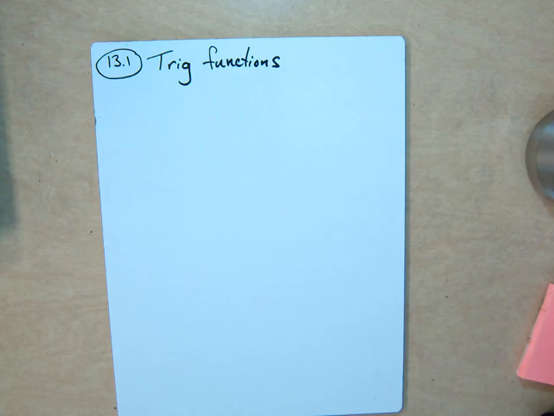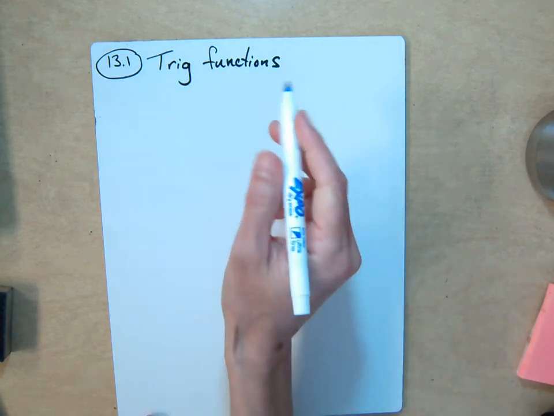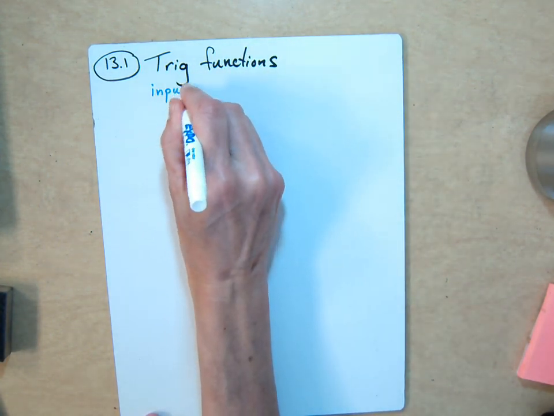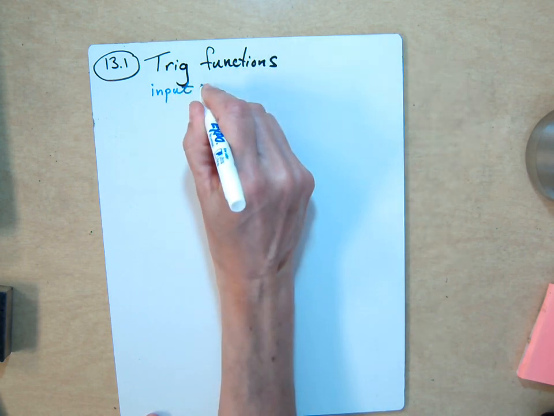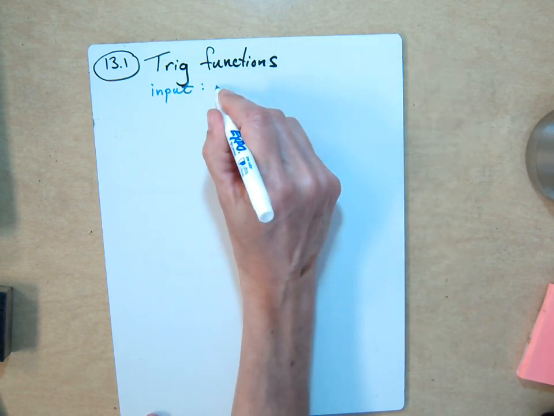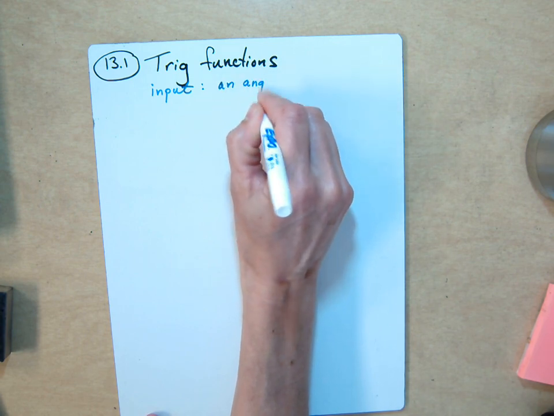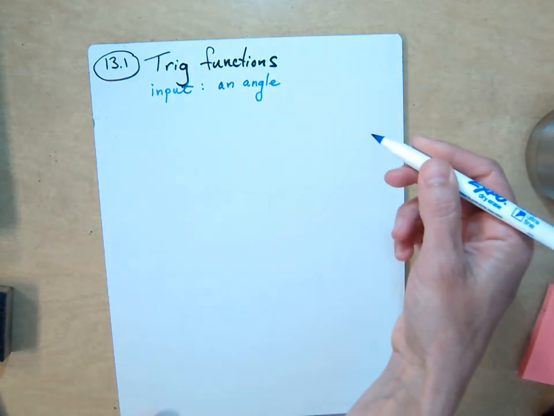Section 13.1, trig functions. We started out the whole year of Algebra 2 talking about a function, which has an input and an output. That's the same for trig functions, and if you really get this part straight, you'll be in good shape. The input to a trig function, which will be part of the domain, but I'm just going to write input right now, you give it an angle. That's what goes into the machine or the function.